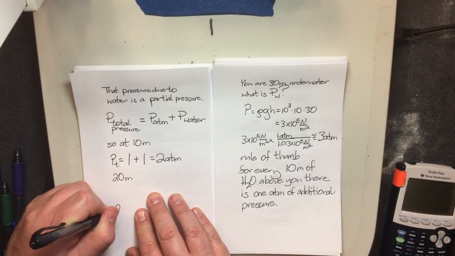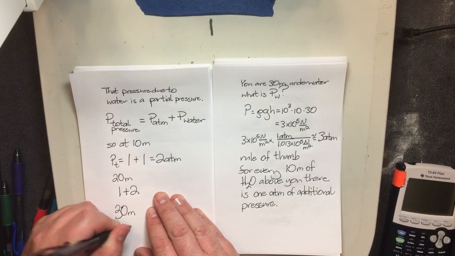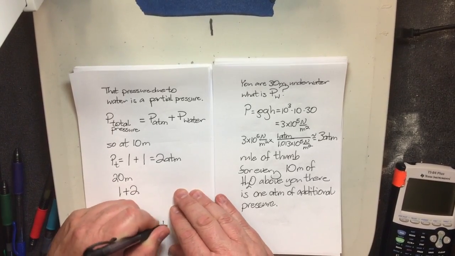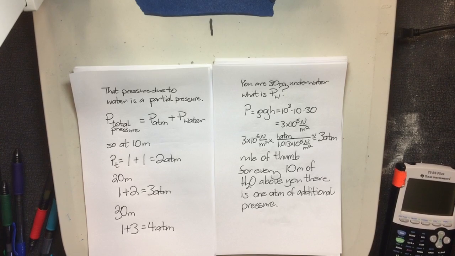At 20 meters and 30 meters, it's 1 plus 2, 1 plus 3, and so on. So there is an additional pressure. If you are at sea level, if you're exactly at the level of the water, you're at 1 atmosphere. You have no water above you but air. So if you go 10 meters down, you have 10 meters of water and the atmosphere pushing down on you. So you have to take both into account. So there's a partial pressure and a total pressure.